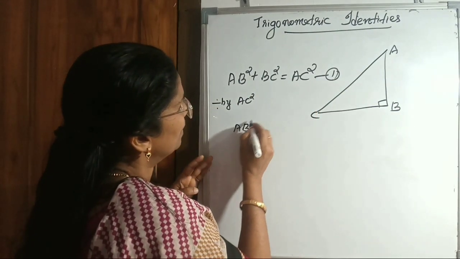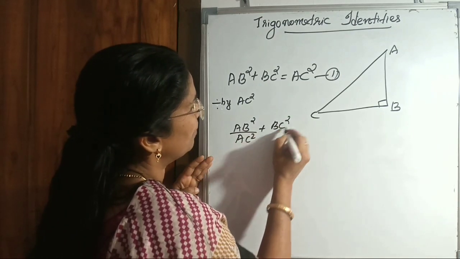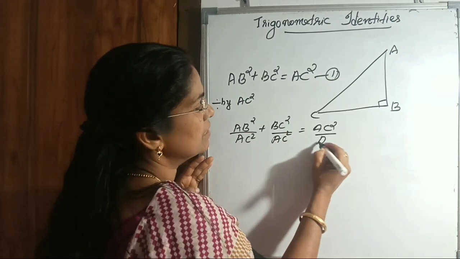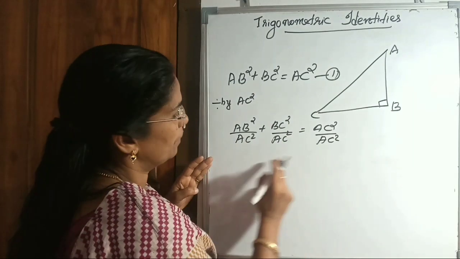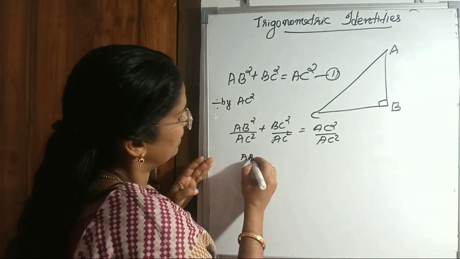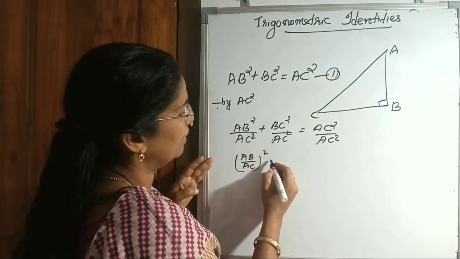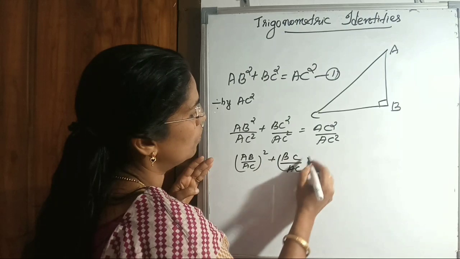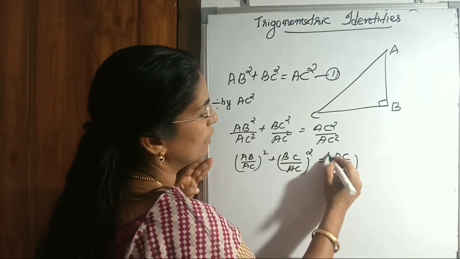So this becomes AB square by AC square plus BC square by AC square, that is equal to AC square by AC square. Clear? All the terms we divide with AC square. So this we can take as (AB by AC) whole square, and here (BC by AC) whole square, and here (AC by AC) whole square.